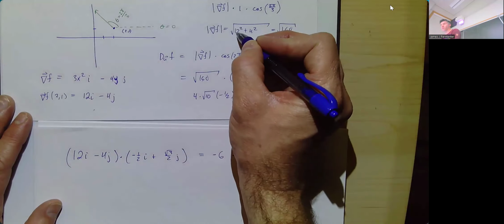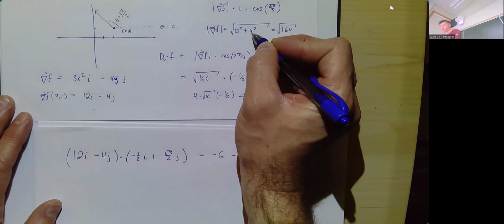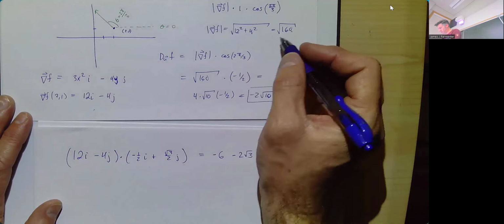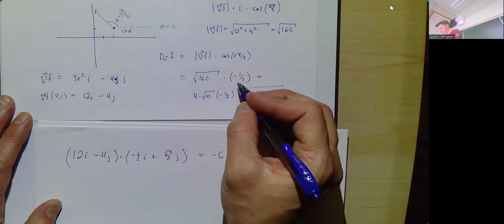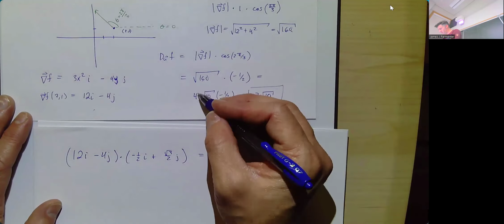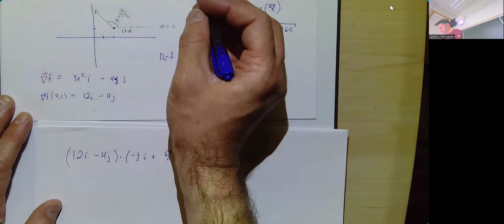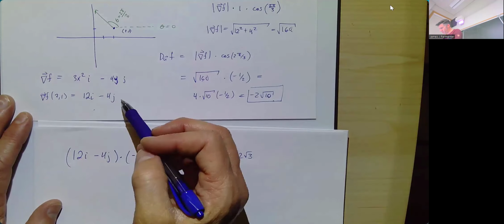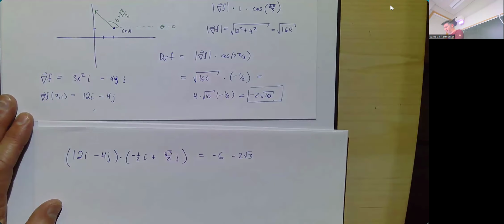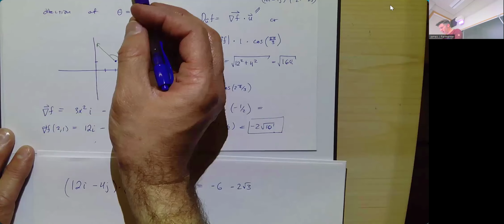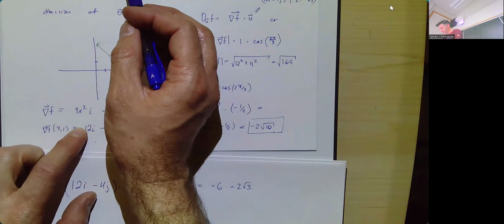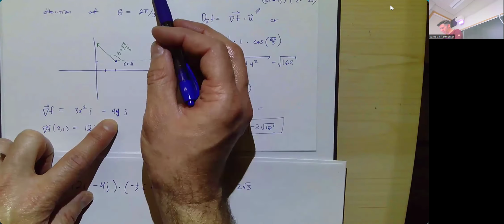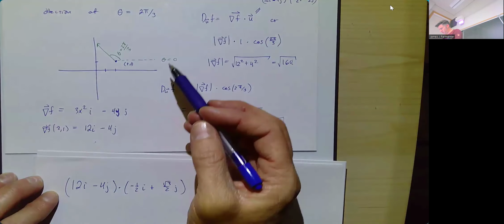That's 144 plus 16, right? That's 160. 160 is 16 times 10, square root of 16 is 4. That all seems okay. I just want to make sure I didn't make some dumb mistake here. I hate it when I get caught in a dumb mistake. 3 times 2 is 12, 12i. That all seems right. Let's just double check. Yeah, that seems okay. -4y, that seems all right. At the point 2, 1.